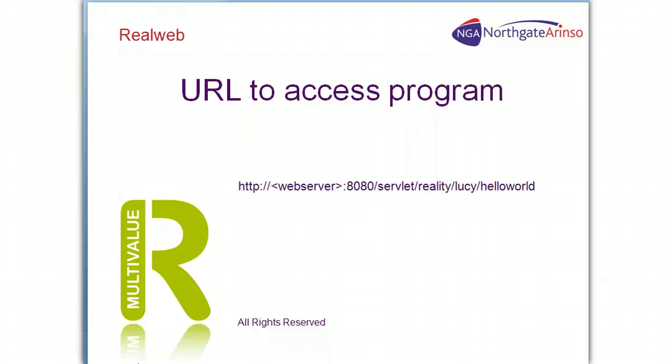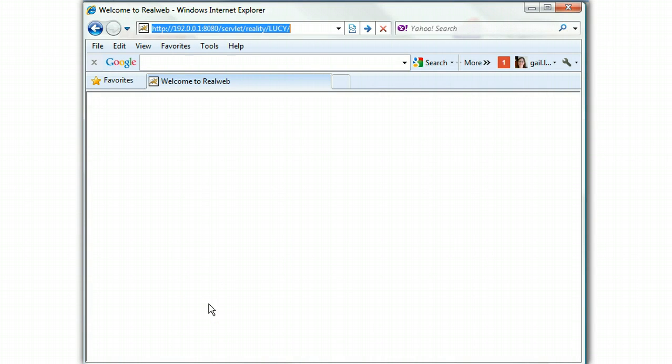Next is the designation of our Reality servlet, which handles the connection into the Reality database. After that, we specify the section name, Lucy in this case. This was previously set up when we configured Realweb and defines the connection details into the Reality database. Then the last part of the URL is the program to run, Hello World. Start a web browser and enter the URL to run the program.